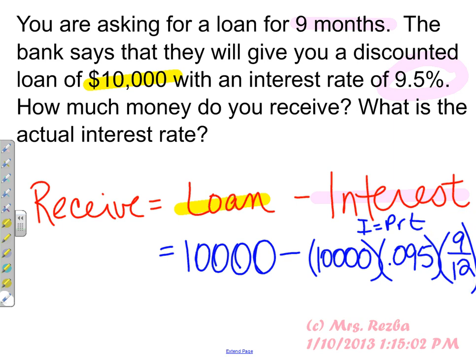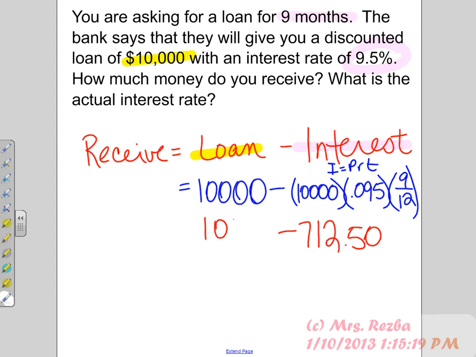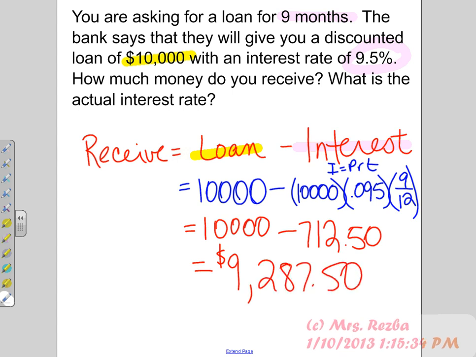Well, 10,000 times 9.5% times 9 months out of a 12-month year is equal to $712.50. This is the interest that's going to be deducted from our loan of $10,000. So what happens is we're going to get $10,000 less this interest, or exactly, I should say, $9,287.50. This is what we receive.